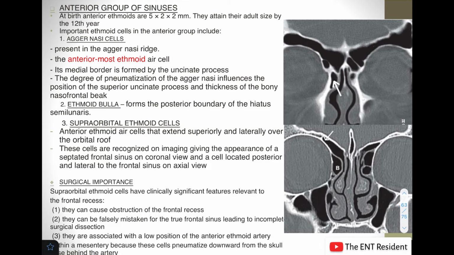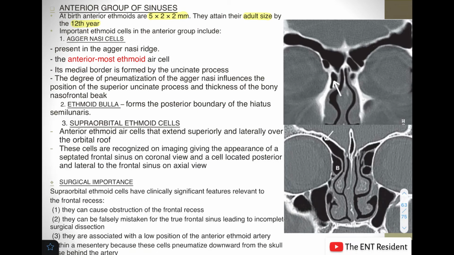Now we will be talking about the anterior group of ethmoid sinuses. At birth, the anterior group of ethmoidal sinuses are about 5 by 2 by 2 millimeters in size, and ultimately they attain their adult size by the age of 12. There are a lot of sinuses that come under the anterior group.